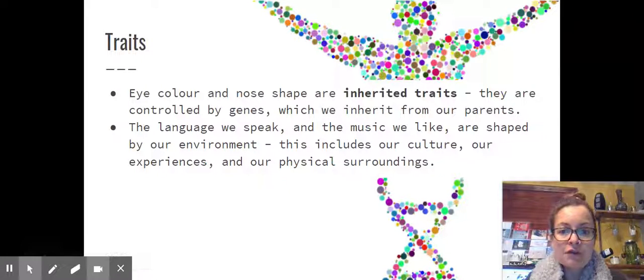Eye color and nose shape are inherited traits. They are controlled by genes, which we inherit from our parents. The language we speak and the music we like are shaped by our environment. This includes our culture, our experiences, and our physical surroundings.